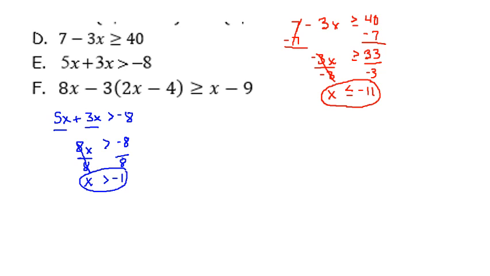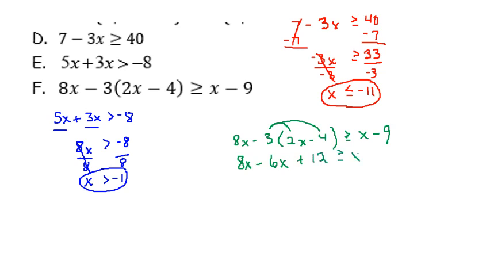And then looking at letter F, we've got 8x minus 3 times 2x minus 4 is greater than or equal to x minus 9. First thing we need to do here is distribute, and notice the number in front of parentheses, that's a negative 3. Not going to do anything with the 8x yet, so I just bring it down. Negative 3 times 2x is a negative 6x, so I write minus 6x. Negative 3 times negative 4 gives me a positive 12, so I put plus 12. And then bring everything else down.